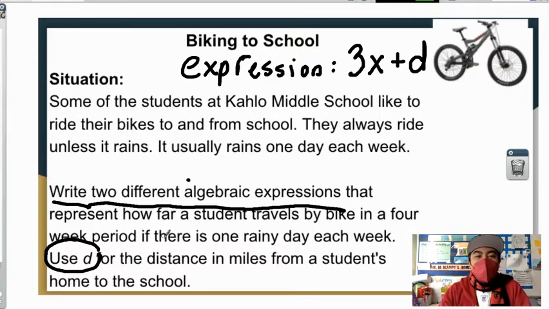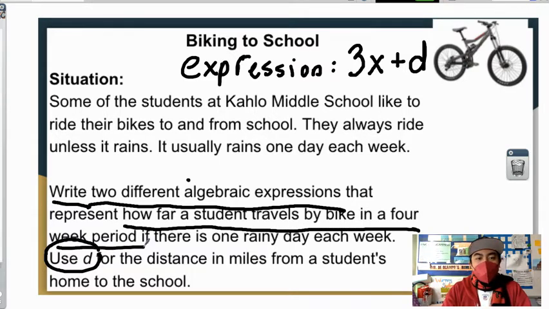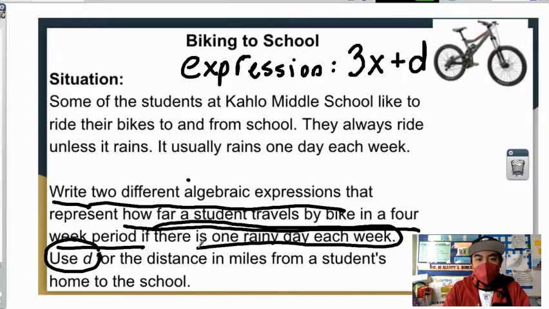But let's go back to what you're supposed to do. Your job is to write 2 different algebraic expressions that represent how far a student travels by bike in a 4-week period. So we have to figure out how much students are going to travel on a bike going to school and going back home for 4 weeks, keeping in mind that there is 1 rainy day each week. There's always going to be 1 day during the school week when it's going to rain.